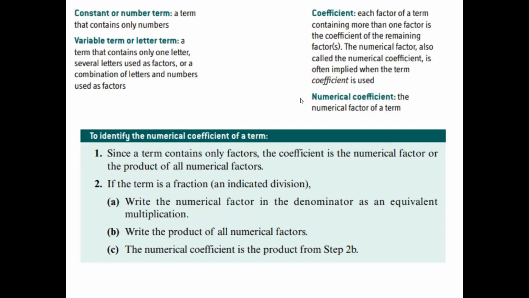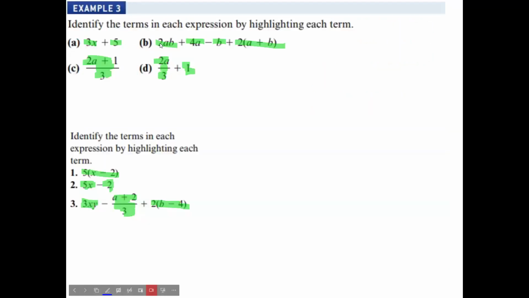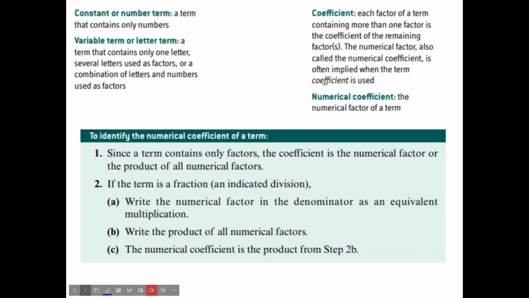Now, what is a coefficient? Each factor of a term containing more than one factor is the coefficient of the remaining factors. The numerical factor, also called the numerical coefficient, is often implied when the term coefficient is used. So what is that? 2 coefficient, 3 coefficient, 4 coefficient, right? Numerical coefficient, we just went through it.